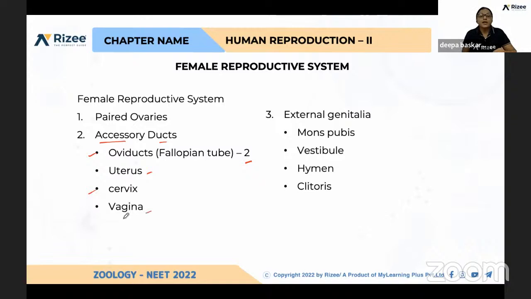So these are the parts which act as accessory ducts, and external genitalia in women is formed by mons pubis, vestibule, hymen, clitoris. So the female reproductive system consists of 2 ovaries with 2 fallopian tubes, uterus, cervix, vagina, along with external genitalia.